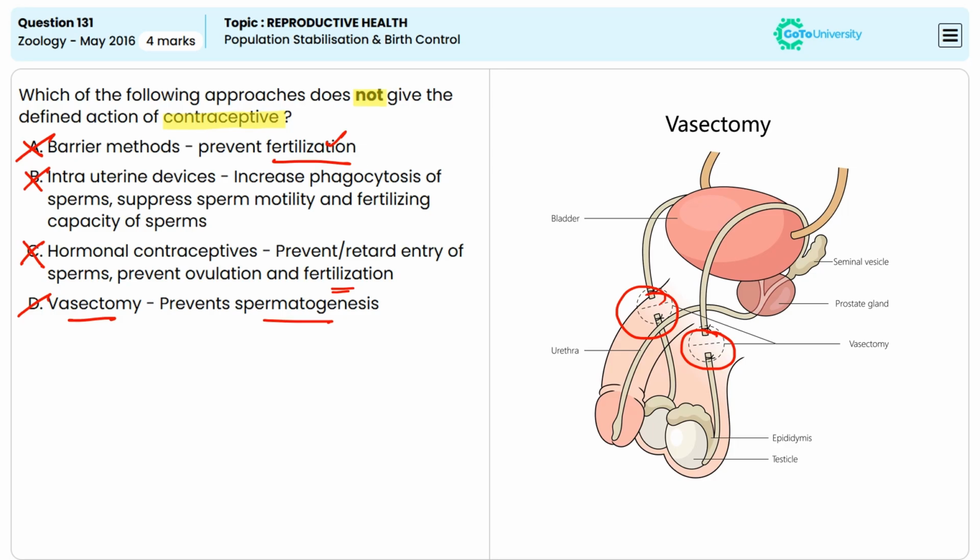After vasectomy, the sperm are still produced but are reabsorbed by the body because they cannot be ejaculated. Thus, vasectomy prevents the transport of sperm, not spermatogenesis. So, the correct answer is option D. Vasectomy is not preventing spermatogenesis, it prevents the transport of sperm.